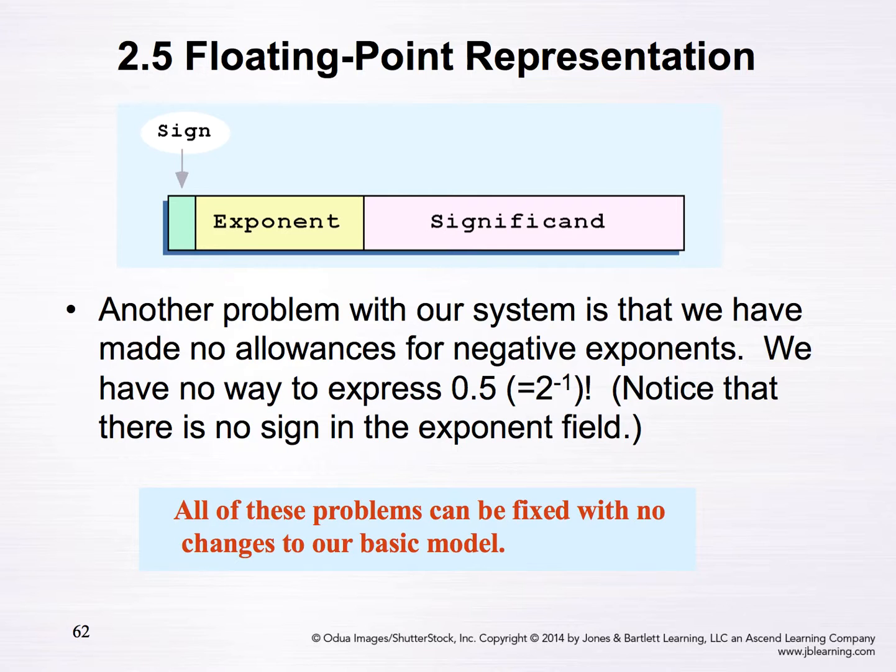Also, another problem with our system is that we have made no allowance for a negative exponent. So, for example, we have no way to express the value of 0.5, which is equal to 2 power negative 1. And we should notice that there's no sign in the exponent field to represent this scenario. All these problems can be fixed with no change to our basic model, with some additional rules.